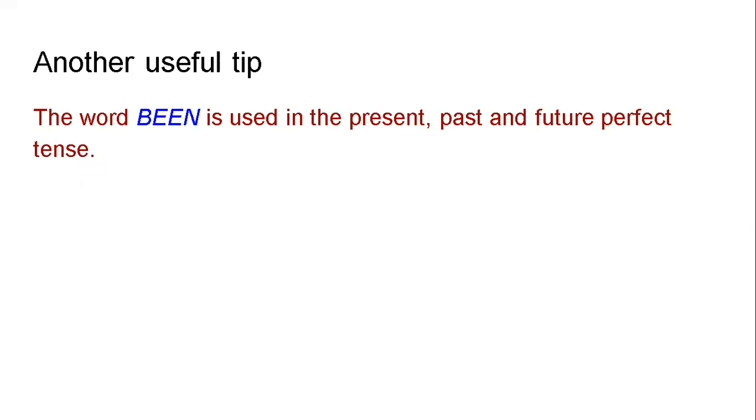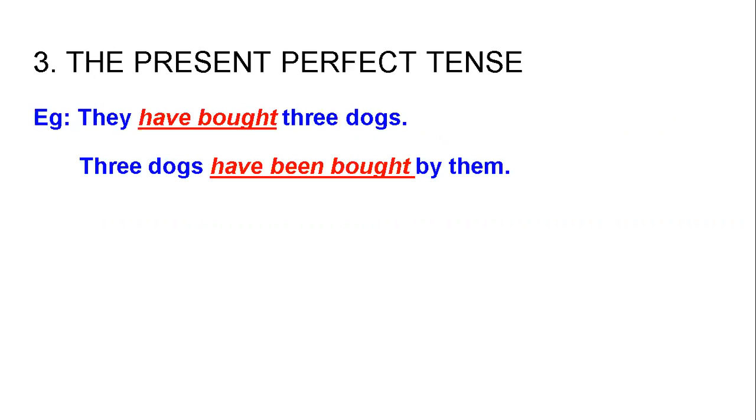Another useful tip before we go on. I told you I was going to have a lot of useful tips for you. The word been is used in the present, past, and future perfect tense. If you have the present perfect tense, past perfect tense, or the future perfect tense, the word been will be there. You have to use it. I'll show you how. The present perfect tense.